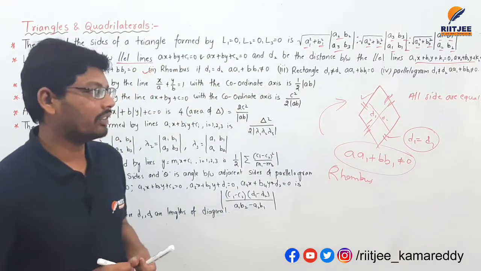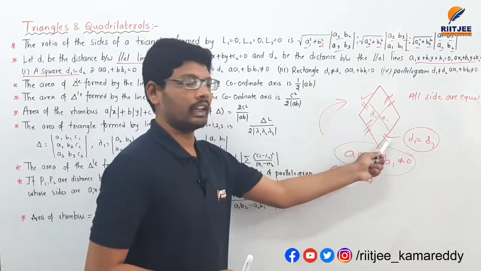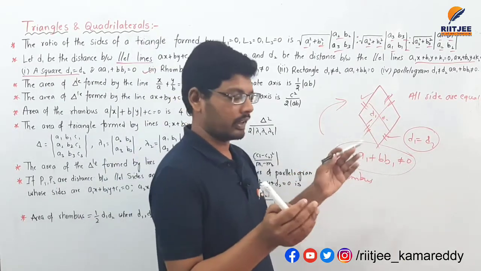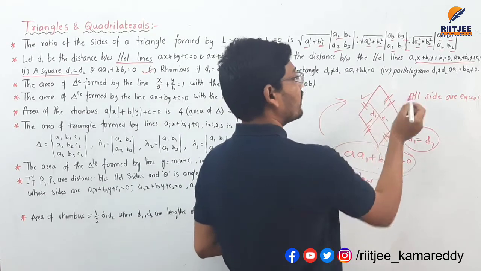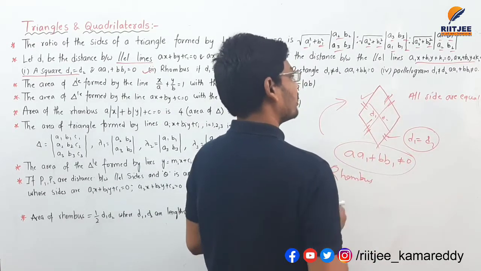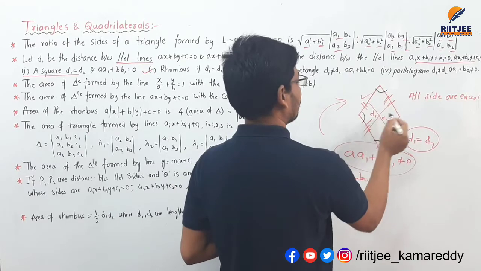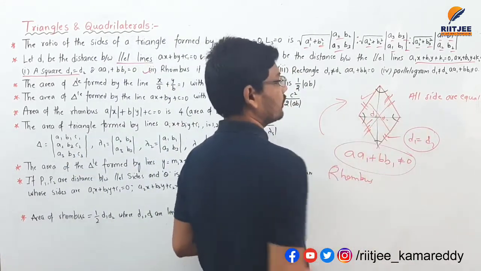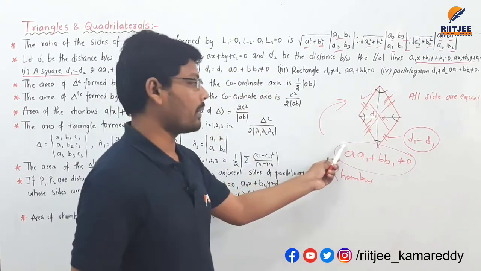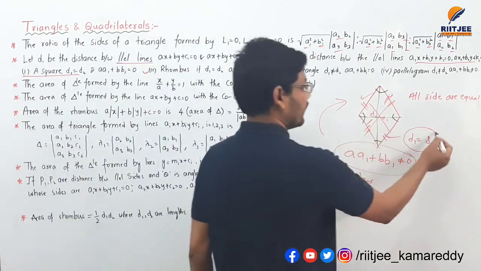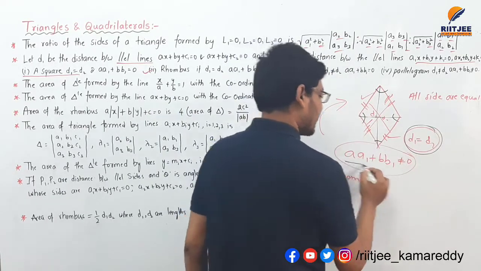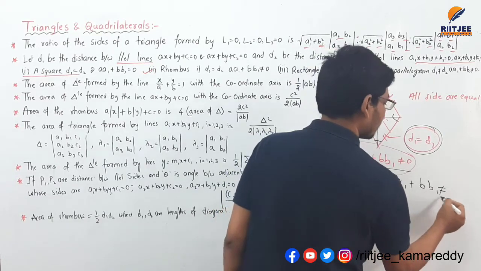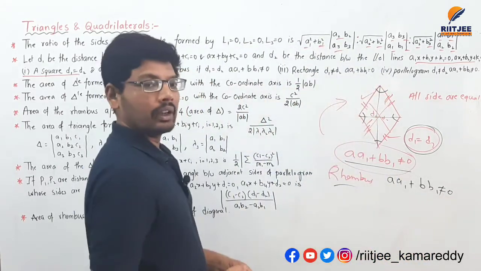Understand clearly. If the distance between two parallel lines is equal, in a rhombus all the sides are equal, so it is like a square, but in a square all angles are 90 degrees. In a rhombus the opposite angles are equal and the diagonals are perpendicular to each other here. This is all about the rhombus. And if the distances d1 and d2 are equal and if the condition a1 plus b1 is not equal to 0 is not satisfied, then the figure is said to be a rhombus here.